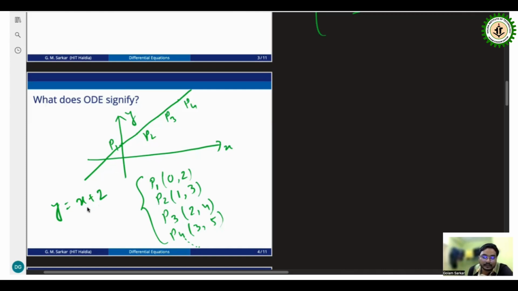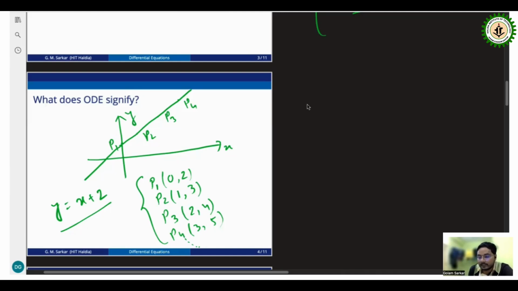Right? If you substitute x equals 0, you will get y value 2. If you substitute x equals 1, y equals 3. For x equals 2, you will get y equals 4, and so on. So these points represent nothing but a straight line which is defined by y equals x plus 2. The same concept we can extend for a solution of a differential equation.